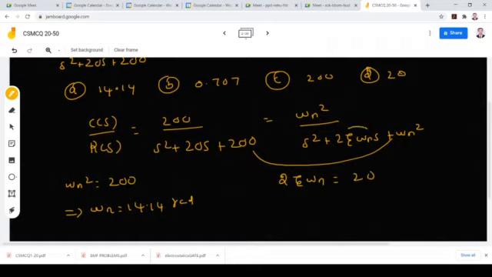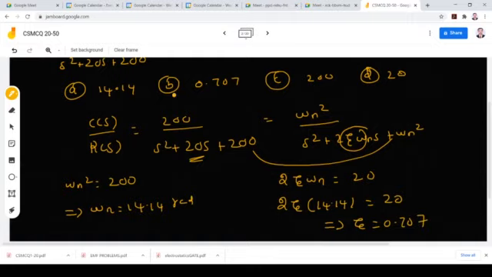Compare this one with this one: 20. Zeta into 2 into 14.14 is equal to 20. This implies zeta is equal to 0.707. So the answer is option B.